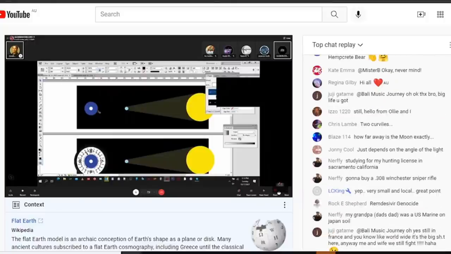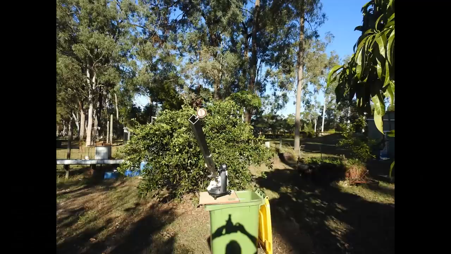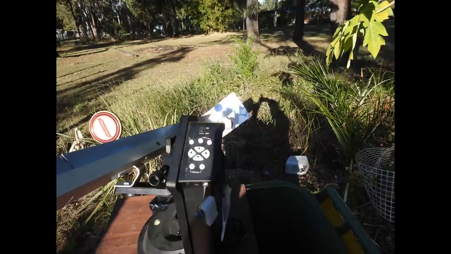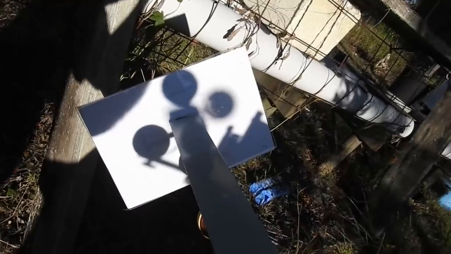Here, let me show you how this works. I did this very scientifically. So here is the Penumbulator 2020. This is the ultimate in Umbra Penumbra experimentationalisms. It has 4 discs to cast a shadow.